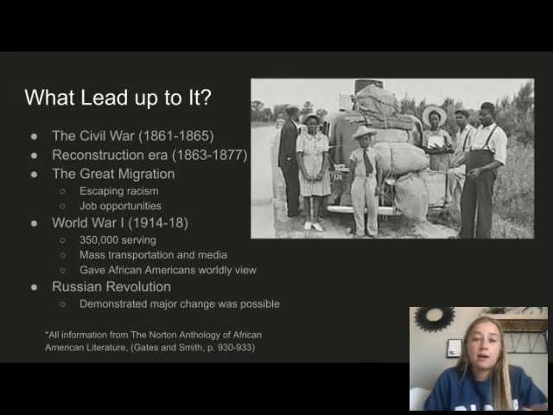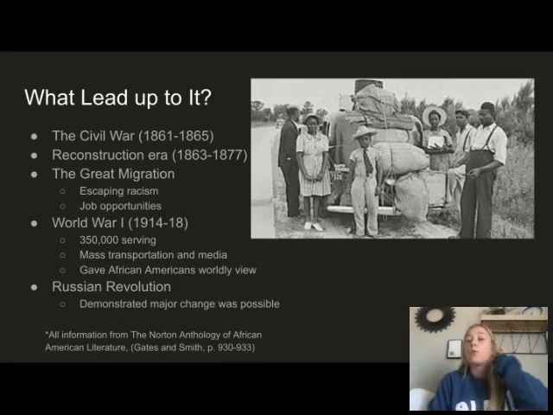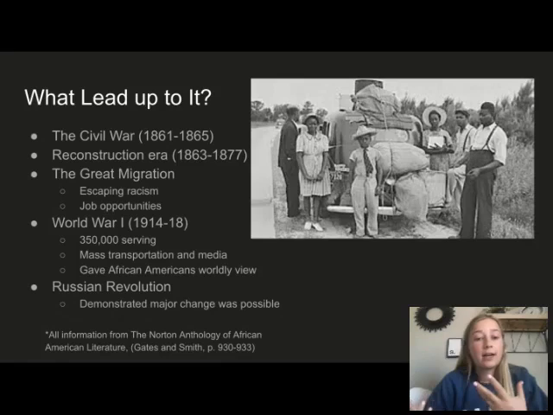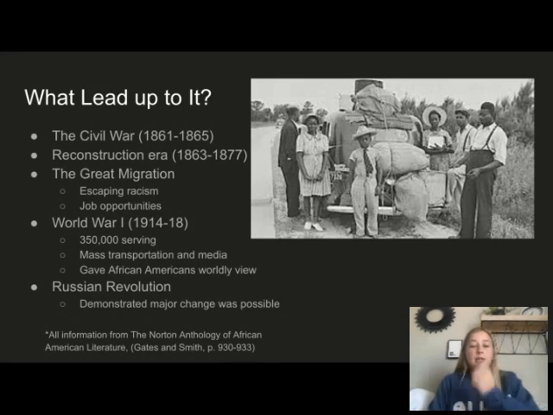And also because of World War I, a lot of white people were getting drafted, and so there were new job opportunities in the North, so that's also why people migrated to the North. And then World War I wasn't really leading up to it, it was kind of during it, but there were 350,000 African Americans serving in World War I. And World War I kind of taught us about mass transportation and media, which helped move this Renaissance along.